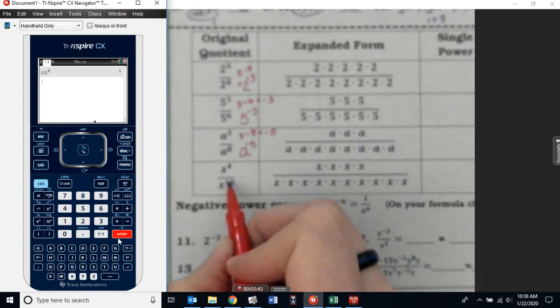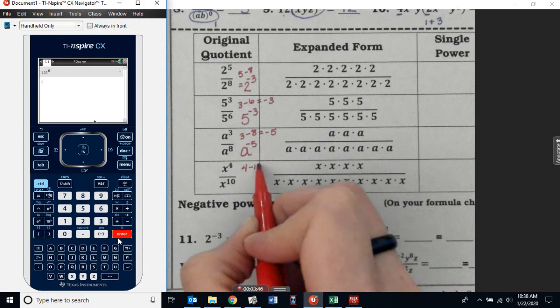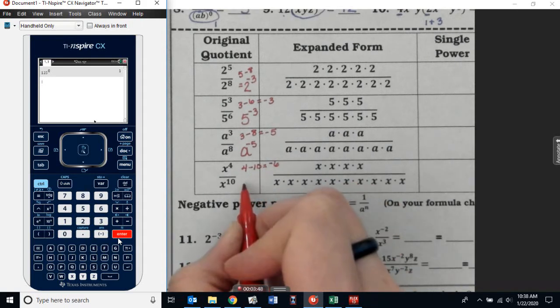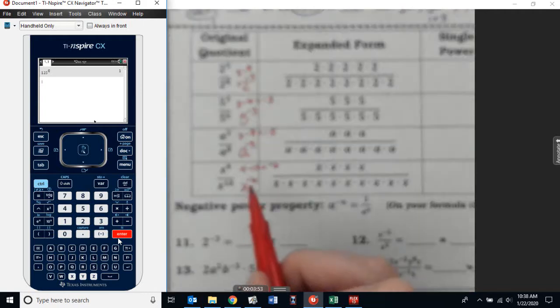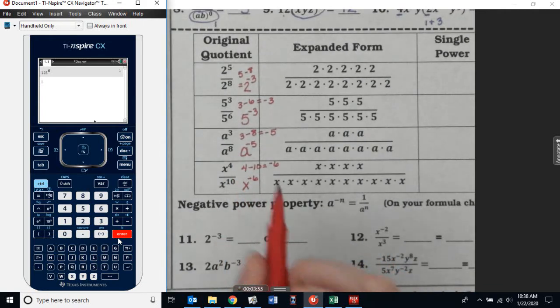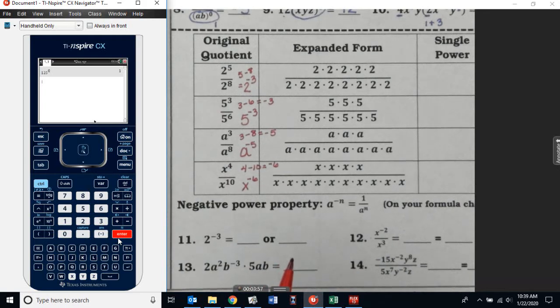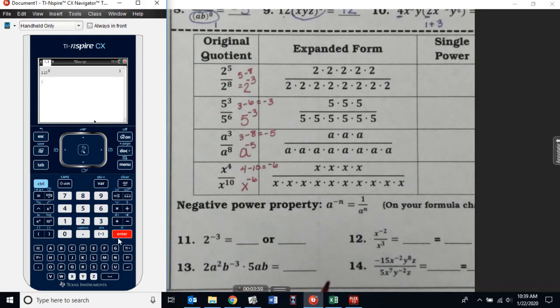And then I have 4 and 10, so 4 minus 10 is negative 6, so I have x to the negative 6 power. And I've been letting you write x to the negative 6 or any negative exponent that you have. And there's a slim chance you could see it that way because there was one test question like that. But really, we always like to change our exponents to positives.